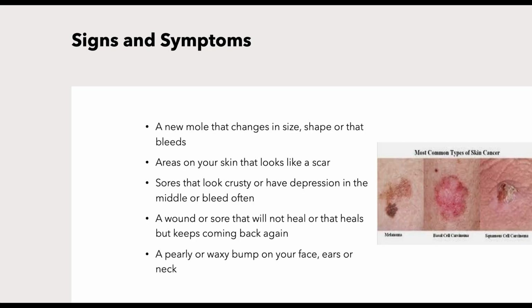Signs and symptoms: a new mole that changes in size, shape, or that bleeds, areas on your skin that look like a scar, sores that have a crust or depression in the middle or bleed often, a wound or sore that will not heal or heals but keeps coming back again, or a pearly, waxy bump on your face. One of the best tools we have against skin cancer is paying attention to our own skin. Watch for moles or spots that change over time and constantly pay attention.